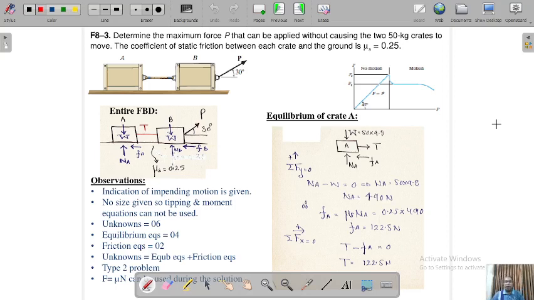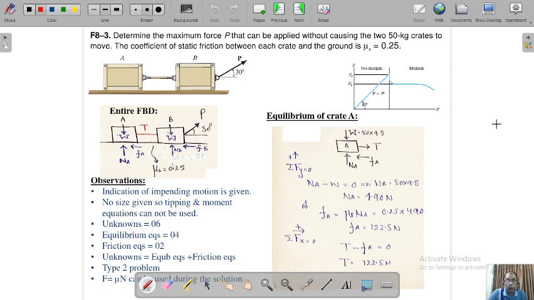All right, Bismillahirrahmanirrahim. Let's start problem F8-3 of your R.C. Hibbeler book, 12th edition. It's a fundamental problem. And what does it say? Determine the maximum force P that can be applied without causing the 250 kg crates to move. The coefficient of static friction between each crate and the ground is mu s equals 0.25. So this is what he's asking us: you need to calculate the maximum force P.